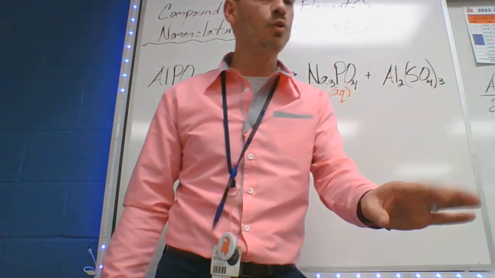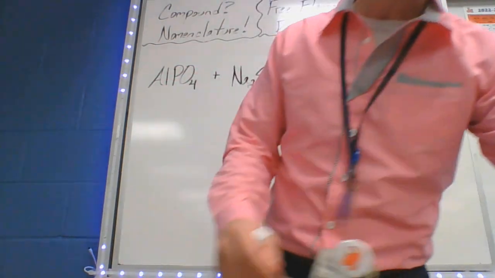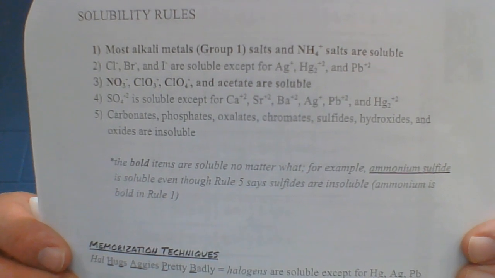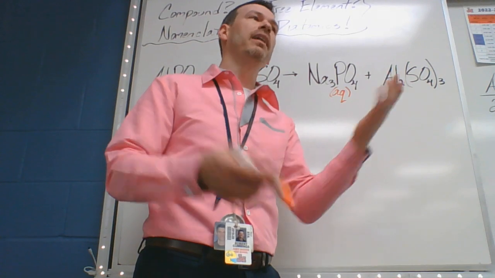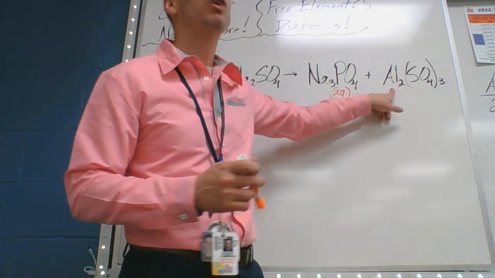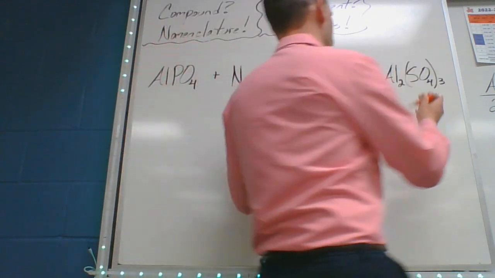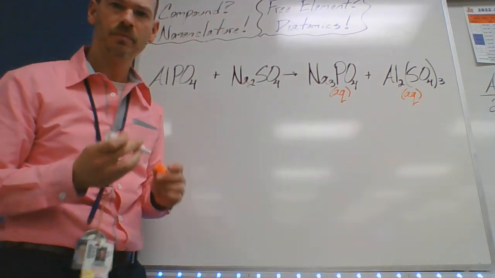All right, she's right. But if you look at rule number 4, rule number 4 deals with sulfate, and there is a long list of exceptions, right? So it usually is aqueous unless it's bonded to a bunch of stuff, but aluminum's not there, right? Aluminum is not on that exception list. So he gets to keep the aqueous label.